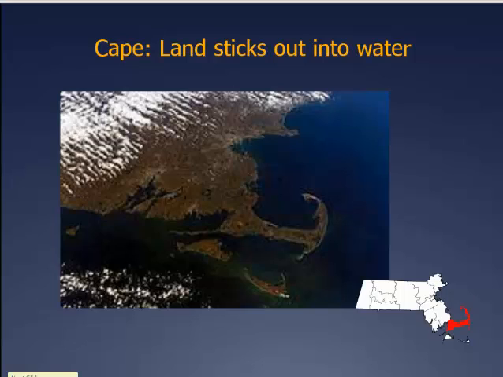Just like you think of a cape that someone wears that extends off from their back or their neck, that's exactly what a cape is. It's something that extends out from the land. A cape is generally smaller than a peninsula, but they're very similar. They both are just pieces of land that stick out, but remember that a cape is smaller.